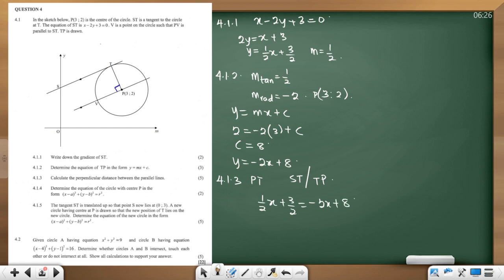Let's put all our x's on one side. Half x plus 2x will give us 5 over 2 x. I hope that makes sense. Then 8 minus 3 over 2. What would that give us? I just don't like calculators. So that's 16 over 2 minus 3. That should be 13 over 2. So what is x? x is 13 over 5.